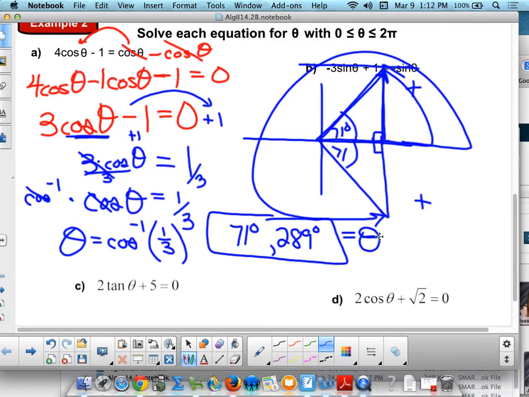But did you hear what Brady said? Brady said 0 to what? 2 pi. 2 pi. So they have it in what? Radians. So how do you get 71 in radians? How do you get 289 in radians? You remember?